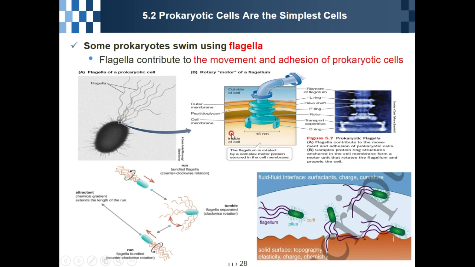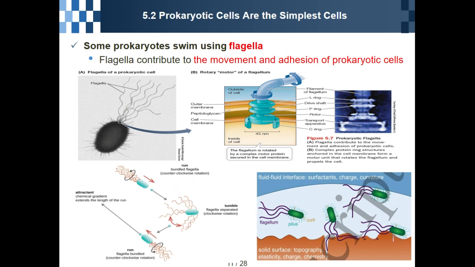And also, prokaryotic cells have flagella, like this. So this is the flagella of prokaryotic cells. In detail, they have a rotary motor, composed of the P ring, L ring, and C ring, but today I will not cover it in detail. The main function is that they use the flagellum for movement.